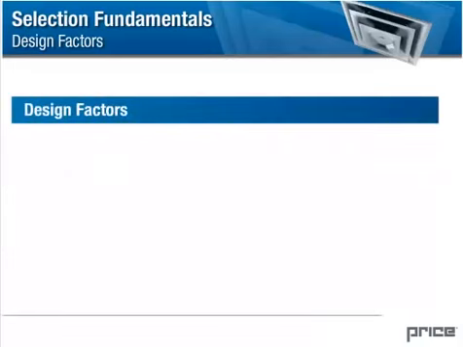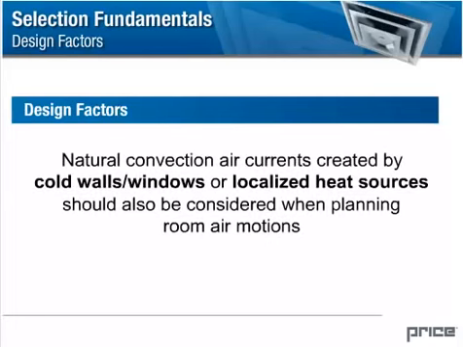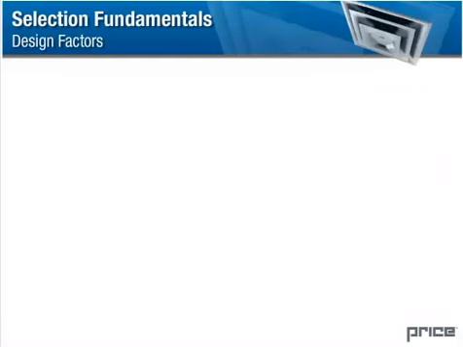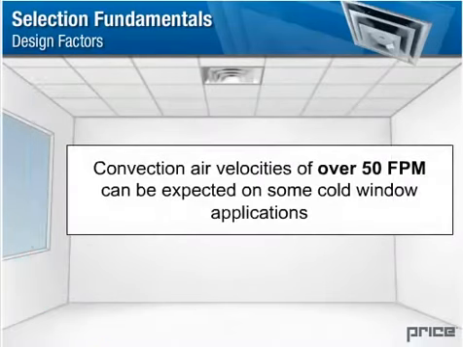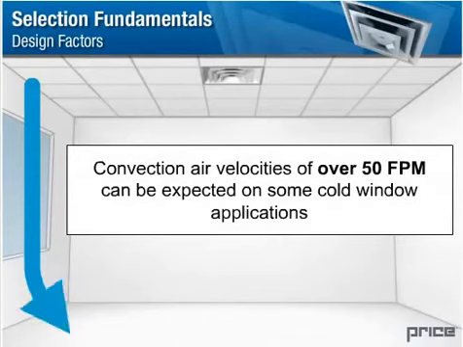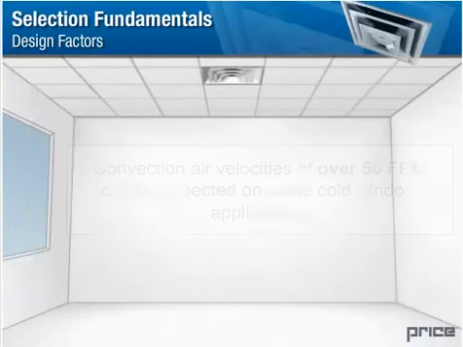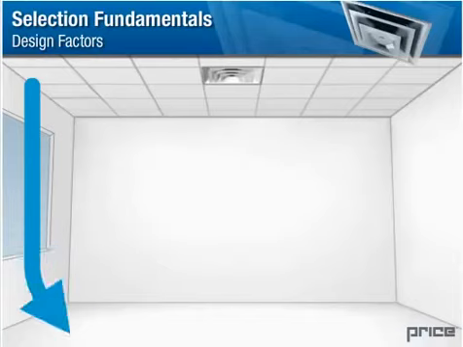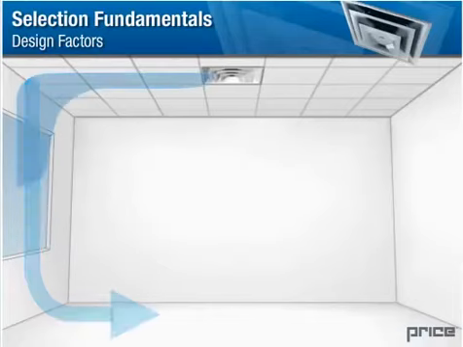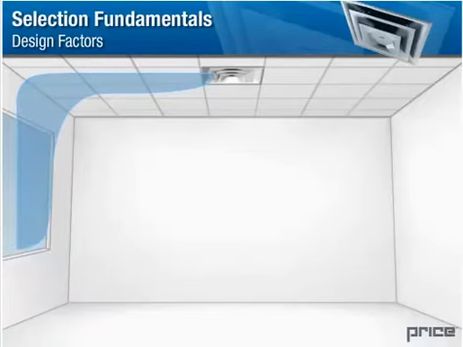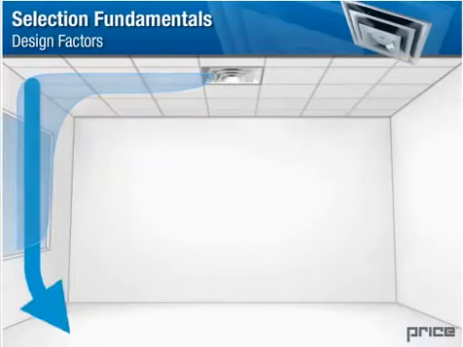Natural convection. Natural convection air currents created by cold walls, windows, or localized heat sources should also be considered when planning room air motions. For example, convection air velocities of over 50 feet per minute can be expected on some cold window applications and will, if unchecked, dominate the room air motion. The cold air falling down an exterior wall will actually pull the supply air jet discharged from the diffuser along with it, giving longer than expected throws and possibly uncomfortable drafts in the occupied zone.